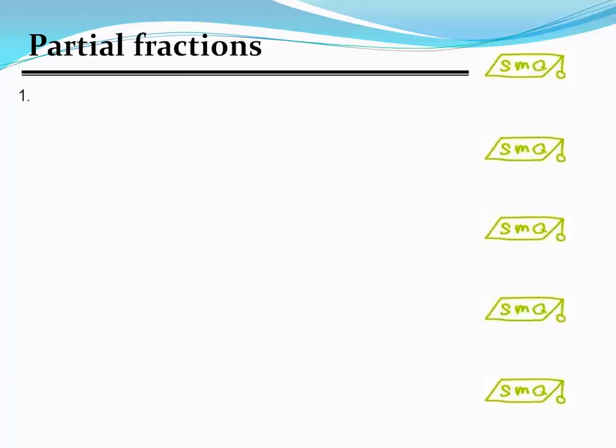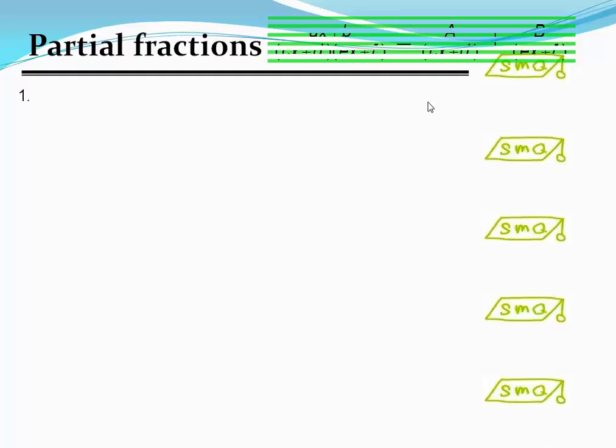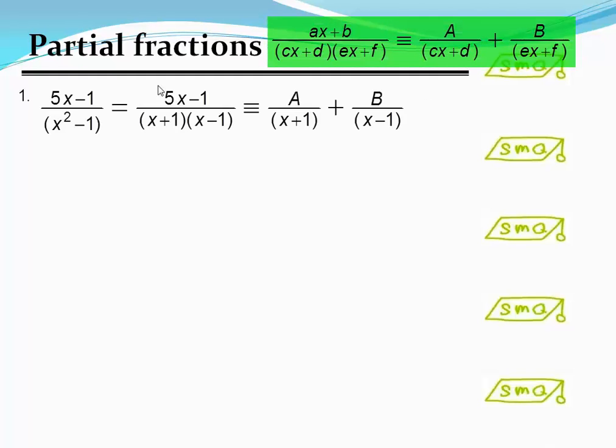We will now use the first general formula for partial fractions in this example. The question is (5x - 1) over (x² - 1). Remember that before we can split this fraction into its partial fractions, we need to fully factorize the denominator. So x² - 1 may be factorized into (x + 1)(x - 1).